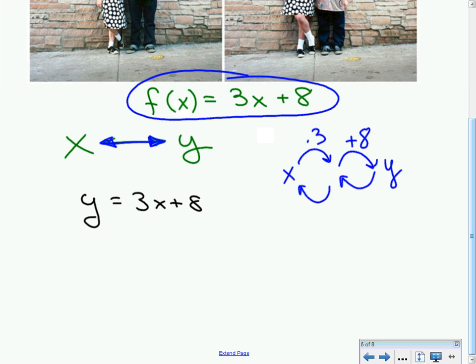All right? So first, we're going to take our f of x equals 3x plus 8. And instead of f of x, I'm going to replace that with y. And we haven't done anything strange yet. F of x is just another way of saying y.